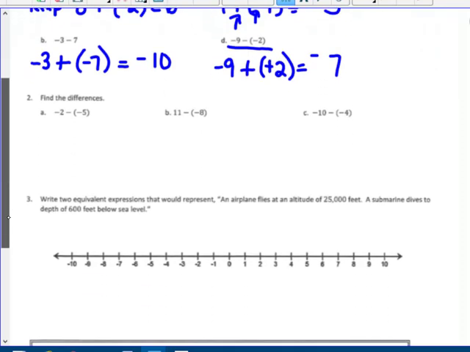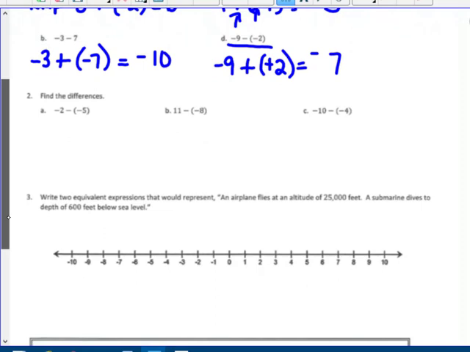Find the differences. So negative 2 minus negative 5. So negative 2, keep, add, up. Minus a negative becomes adding a positive. 2 negatives make a positive. Only in mathematics, by the way. So different sign, subtract. 5 take away 2 is 3. Take the sign of the larger absolute value. So that's positive 3.